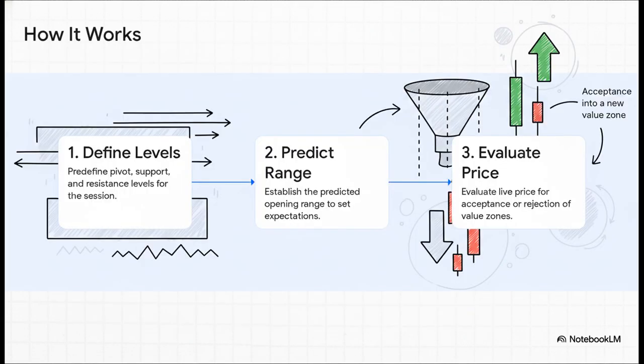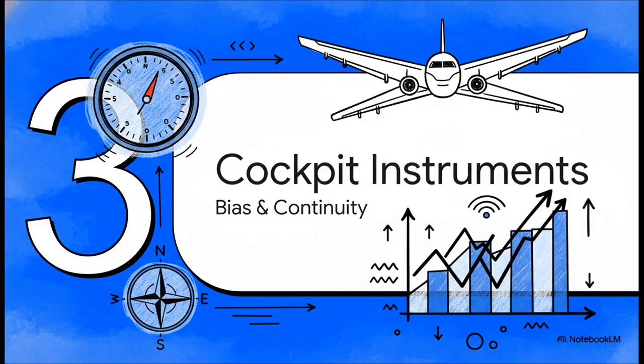And the logic behind it is beautifully simple. First, you predefine those critical levels. Second, you establish a predicted opening range. And third, you just watch. You see if the live price is being accepted into a new zone or if it's getting rejected. It forces you to have a disciplined, objective start to the day. Okay, pre-flight check is complete. Now let's move into the cockpit and look at our main instruments.